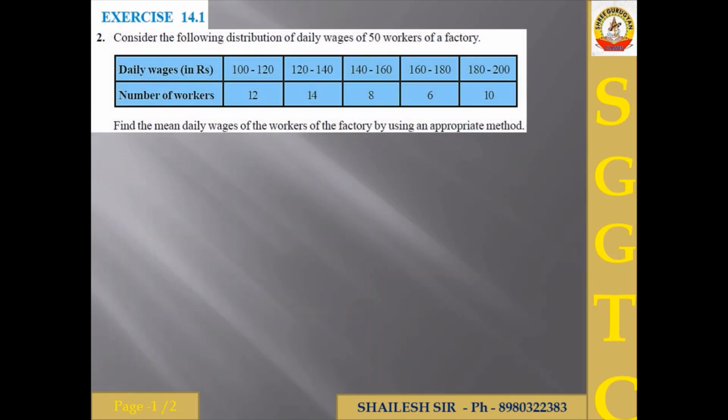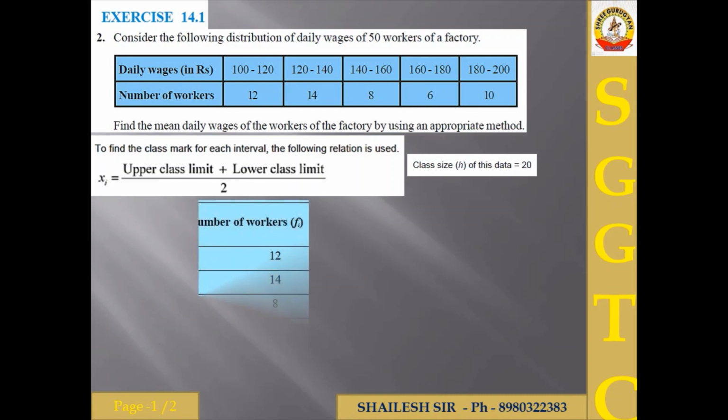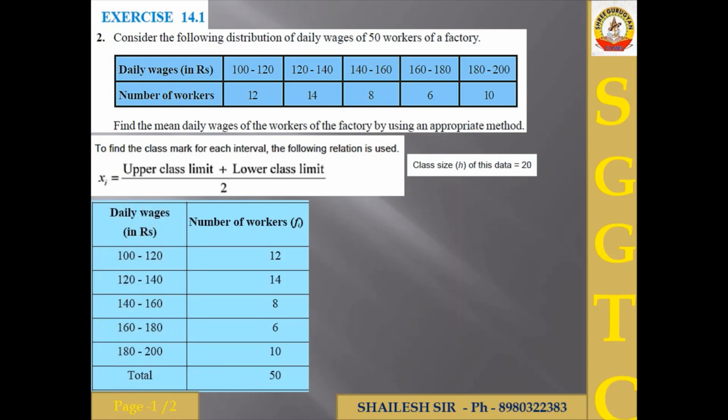Question number 2. Daily wage is given as 100 to 120, 120 to 140, and the number of workers given as 12, 14, 8, 6, 10. You just add all the frequency values and use our formula xi: upper class limit plus lower class limit by 2. Students, here the class size, 100 to 120, 120 to 140, means a 20-20 gap. That's why I am taking 20-20 gap.